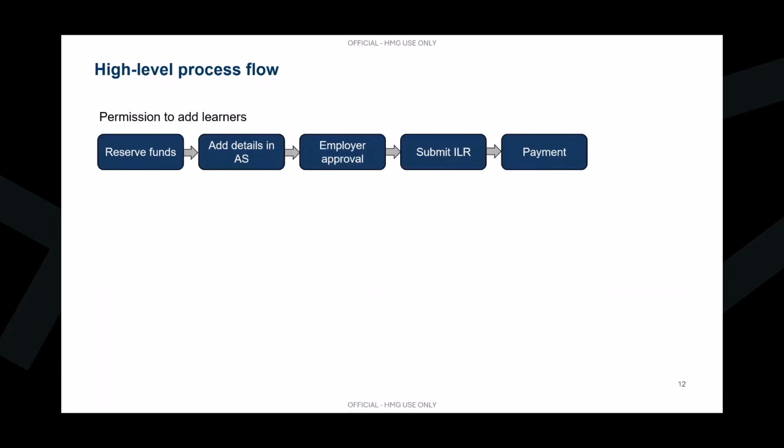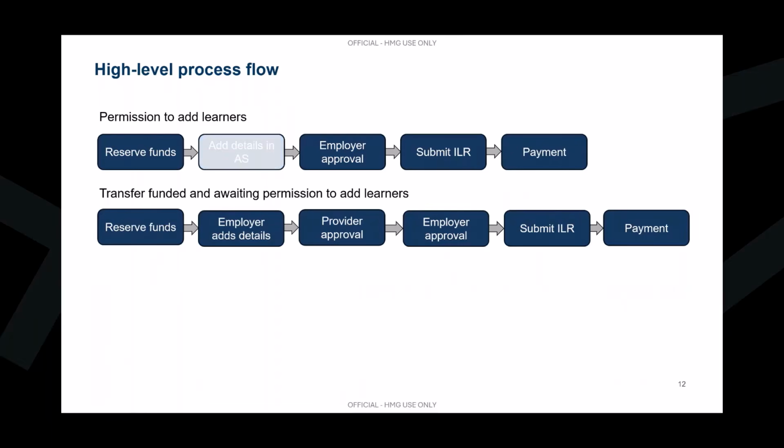Okay. So as shown in the high-level designs, in the current ways of working, the current design requires details to be added manually in the apprenticeship service, and provider approval is also required when details are added by employers before submitting the ILR and receiving payment. So that only happens when all data matches.